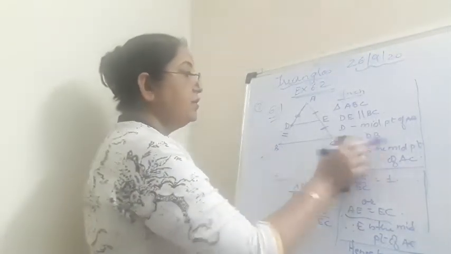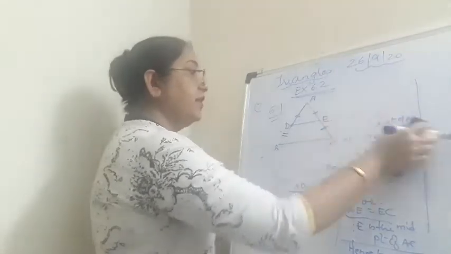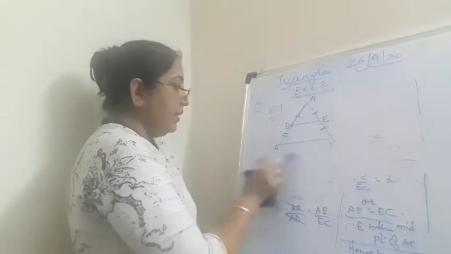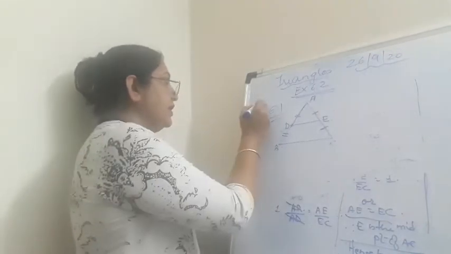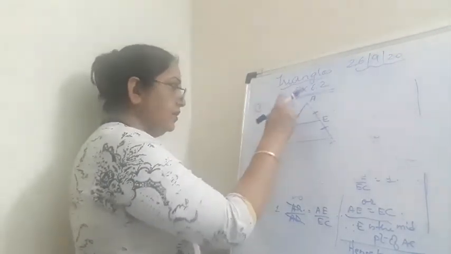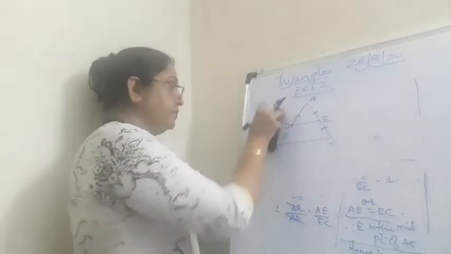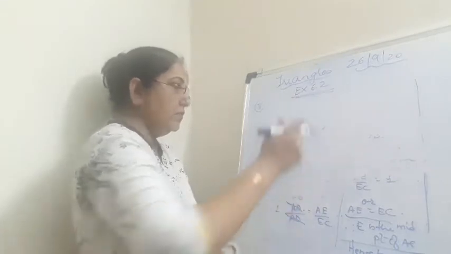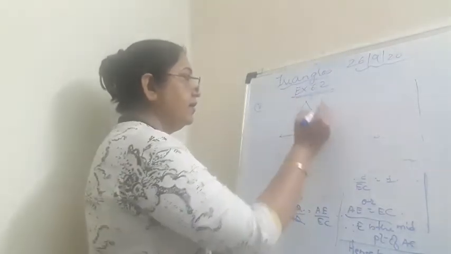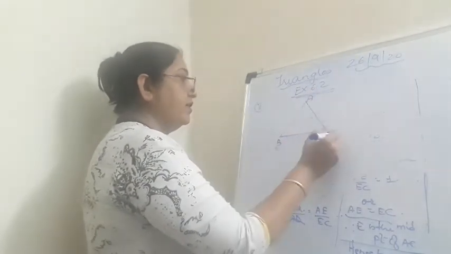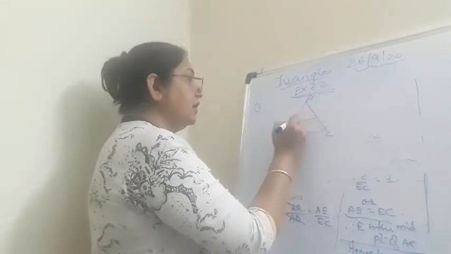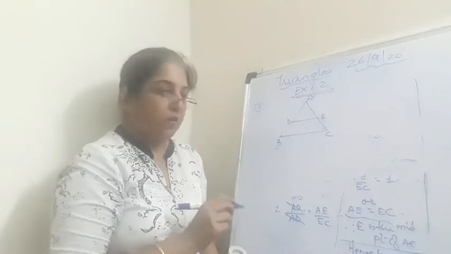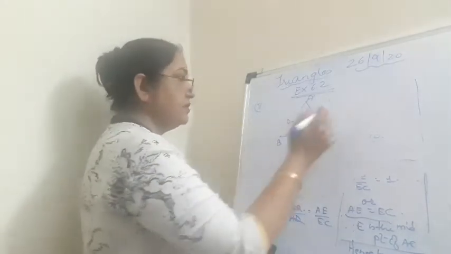Okay, now coming to the next question, I will explain what is given and then I will solve it for you. In the next question, the 8th one, it says that in triangle ABC, D and E are the midpoints. Okay, D and E are the midpoints.